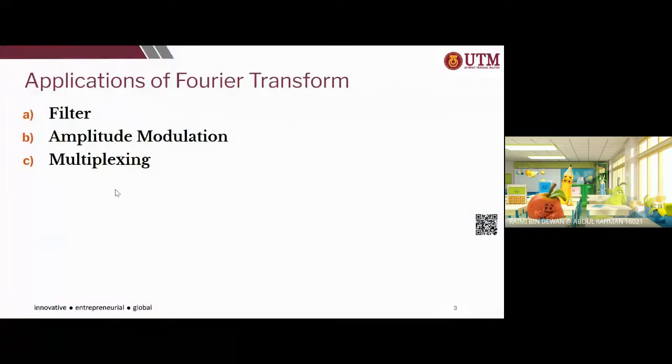So, application of Fourier transform. We will learn about the application of the Fourier transform, because in order to help you appreciate whatever you learn, you need to know the application. Otherwise, you would just think, okay, this is it, but you don't know what it is for.